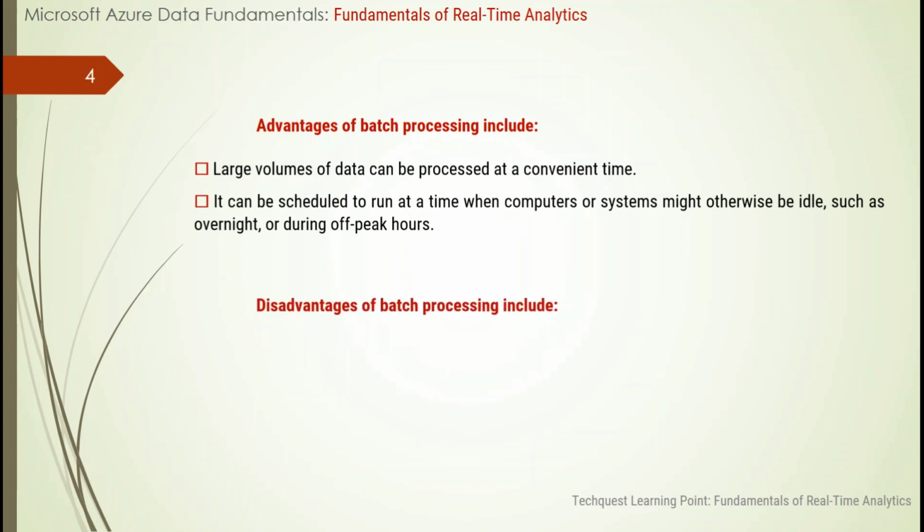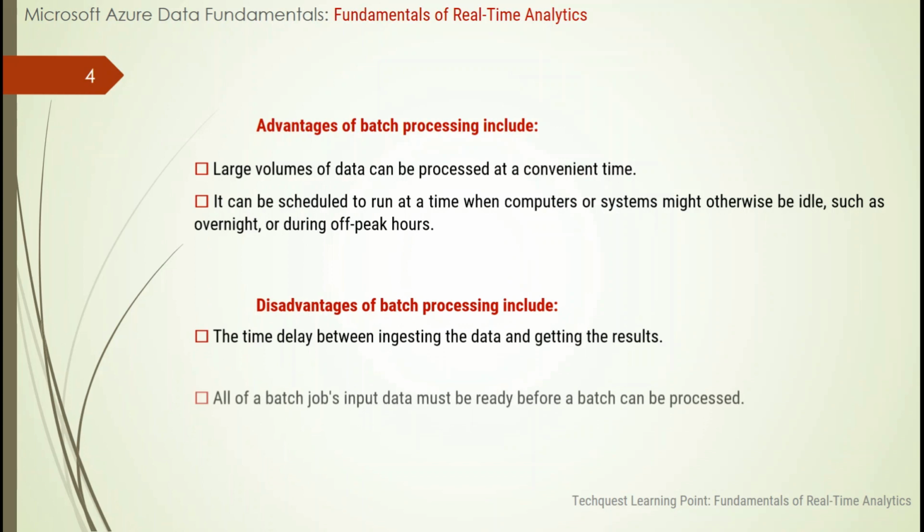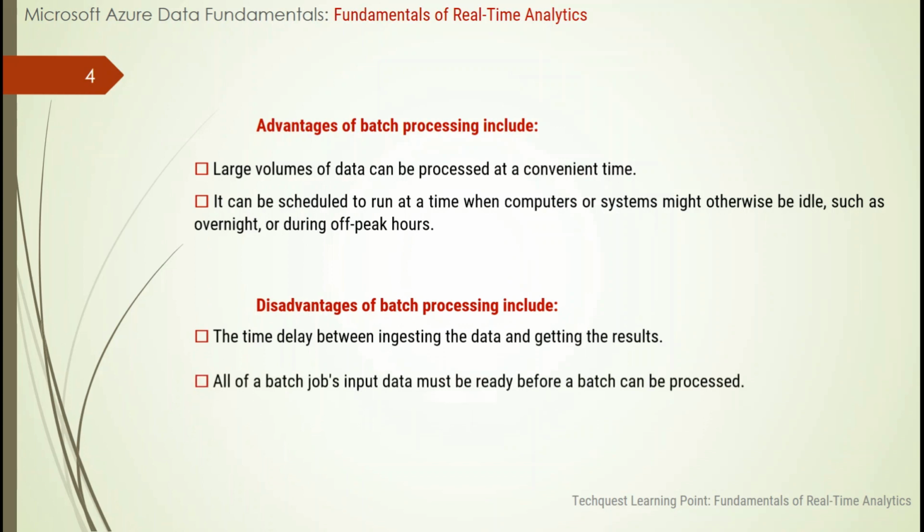Disadvantages of batch processing include the time delay between ingesting the data and getting the results. All of a batch job's input data must be ready before a batch can be processed. This means data must be carefully checked. Problems with data, errors, and program crashes that occur during batch jobs bring the whole process to a halt. The input data must be carefully checked before the job can be run again. Even minor data errors can prevent a batch job from running.